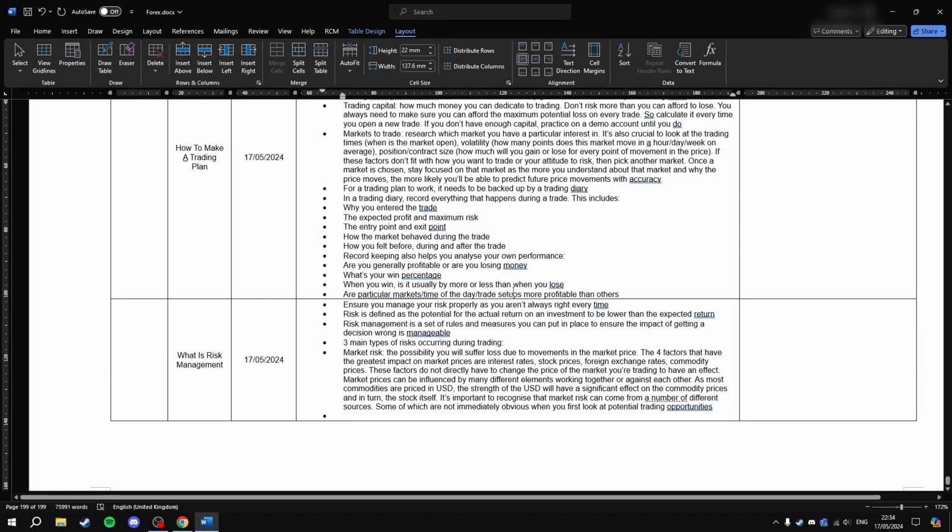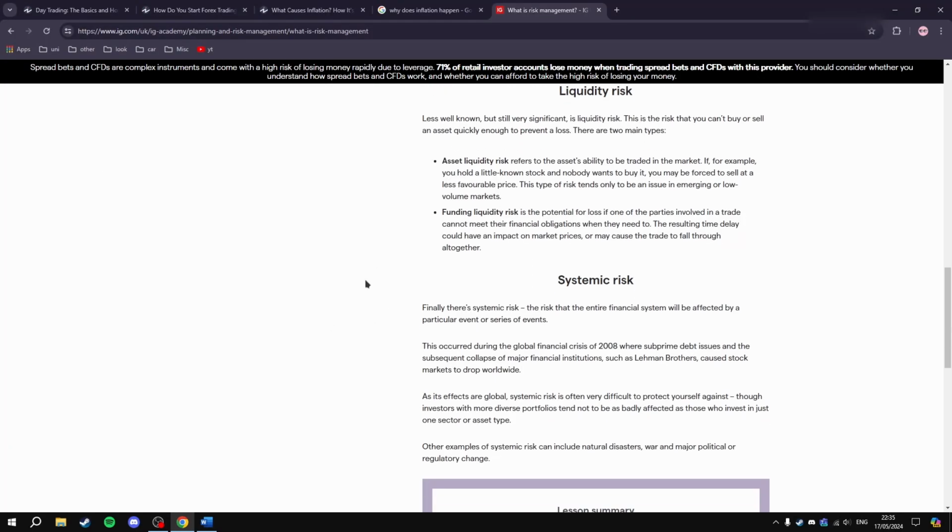Liquidity risk. Less well known but still very significant is liquidity risk. This is the risk that you can't buy or sell an asset quickly enough to prevent a loss.